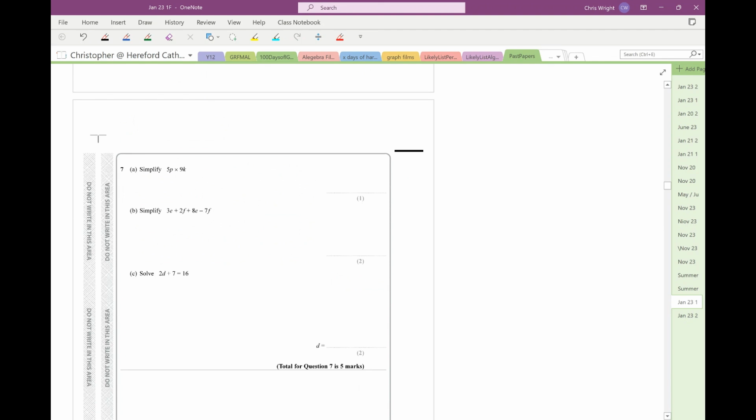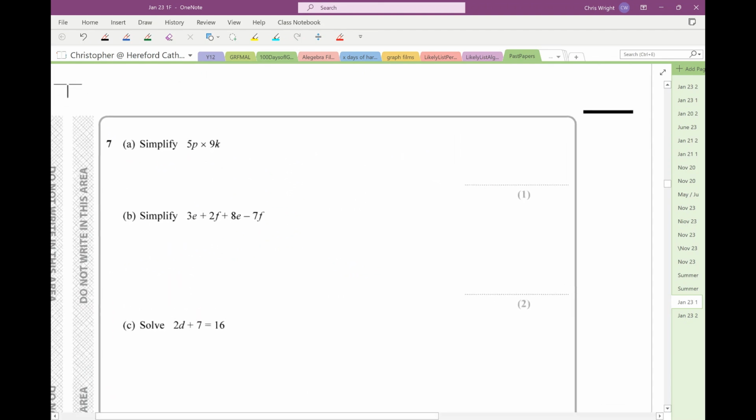Question 7. Right, simplify. So I've got 5p times 9k, 45kp, or 45pk if you prefer. Simplify, right, I've got 3 e's and another plus 8 e's, 11 e's. I've got plus 2 f's and minus 7 f's. So altogether, that's minus 5f.